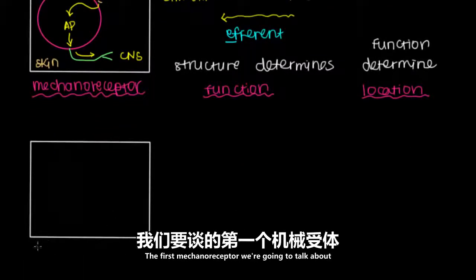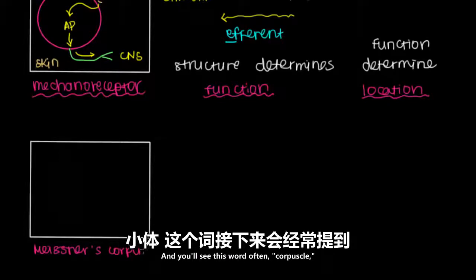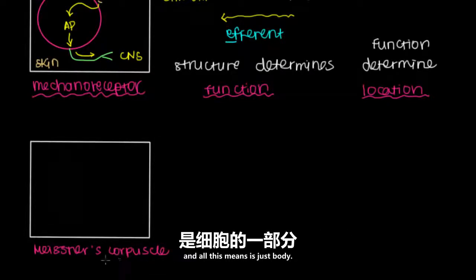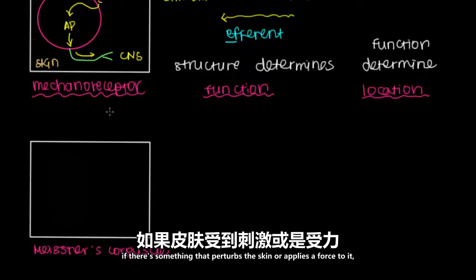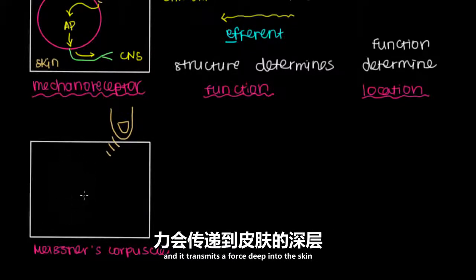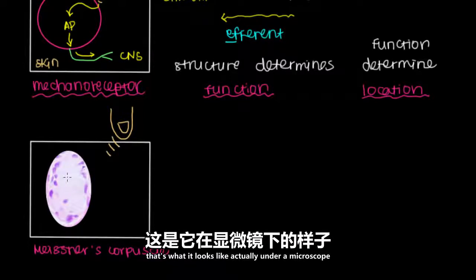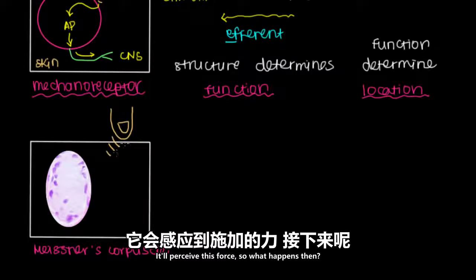The first mechanoreceptor we're going to talk about is called Meissner's, with two S's, Meissner's corpuscle. And you'll see this word often, corpuscle, and all this means is just body. So let's run our scenario. If there's something that perturbs the skin or applies a force to it, it could be a finger or it could be anything else of that variety, and it transmits a force deep into the skin. We'll have Meissner's corpuscle right here. That's what it looks like actually under a microscope. It'll perceive this force. So what happens then?